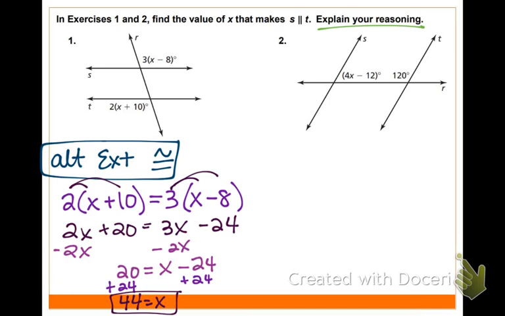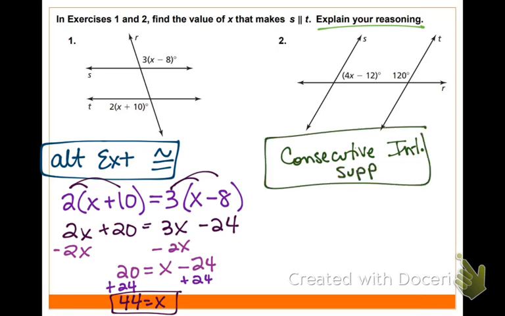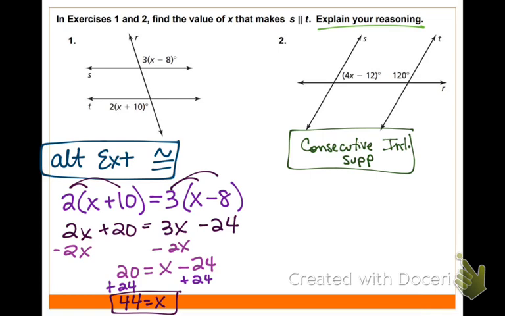All right, the second, what relationship do they have? They're consecutive interior. What do you know about consecutive interior? They're supplementary. Does supplementary mean one angle equals 180 degrees? No, that would be a straight angle. What it does mean is that they add up and equal 180. So 4x minus 12 plus 120 equals 180.